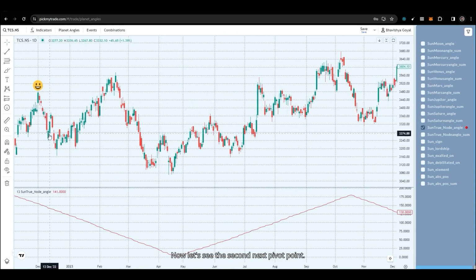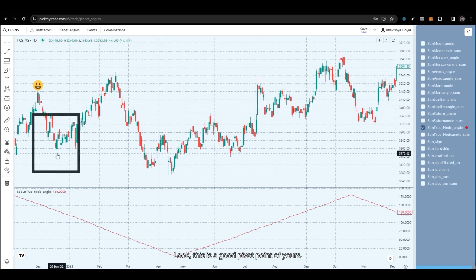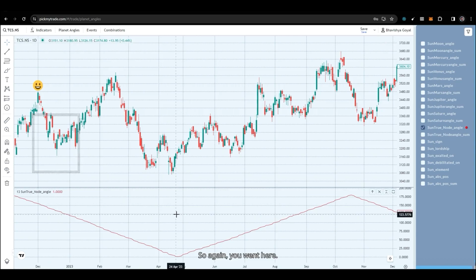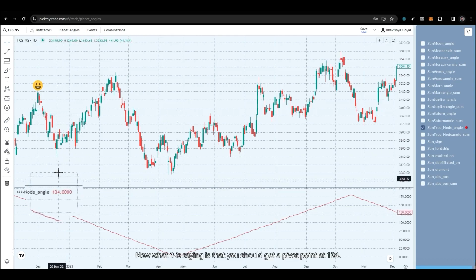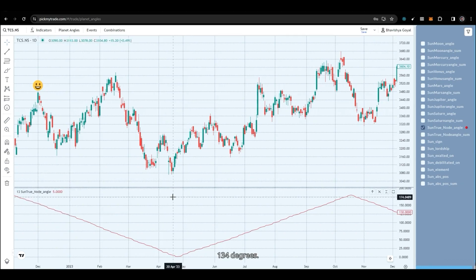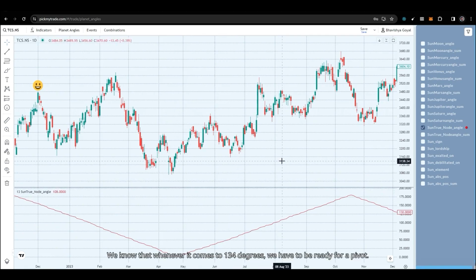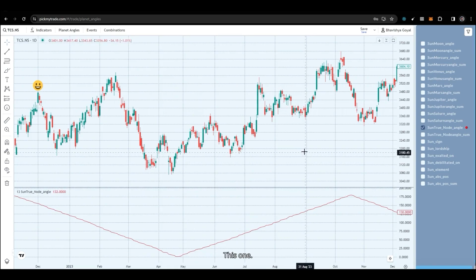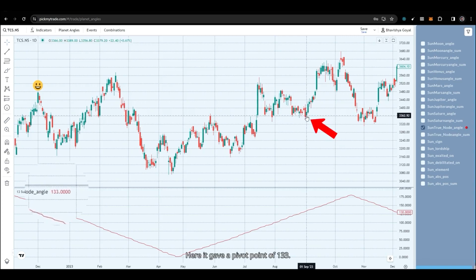Now let's see the second next pivot point. Look, this is a good pivot point of yours. 134 degrees. So again, you went here. Now what it is saying is that you should get a pivot point at 134 degrees. We know that whenever it comes to 134 degrees, we have to be ready for a pivot. Look at this. Here it gave a pivot point of 133, because the next day you have 136.